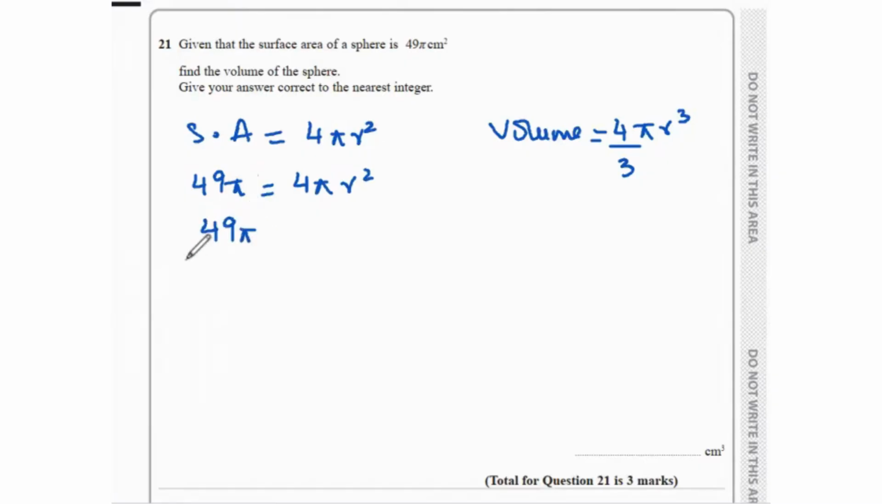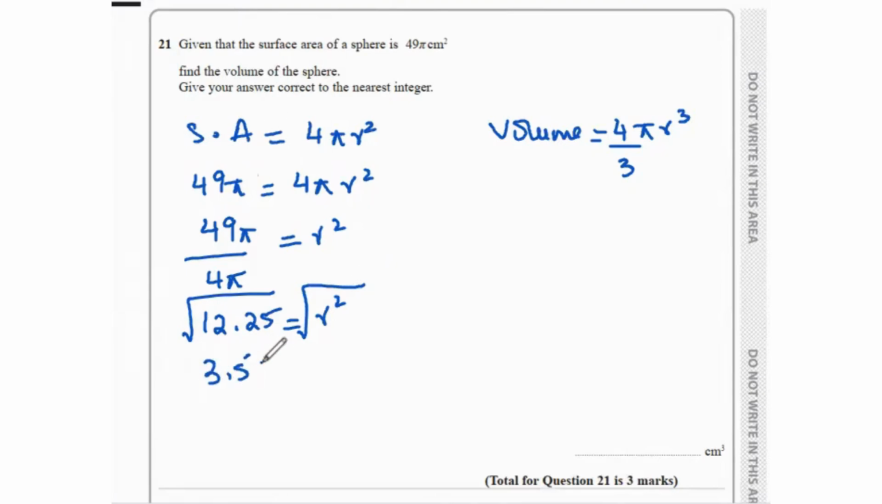49 pi divided by 4 pi equals r square. So the pi's get cancelled out, and 49 divided by 4 is 12.25. Now we square root both sides to find the value of the radius. So root of 12.25 is 3.5 centimeters. That's your radius.